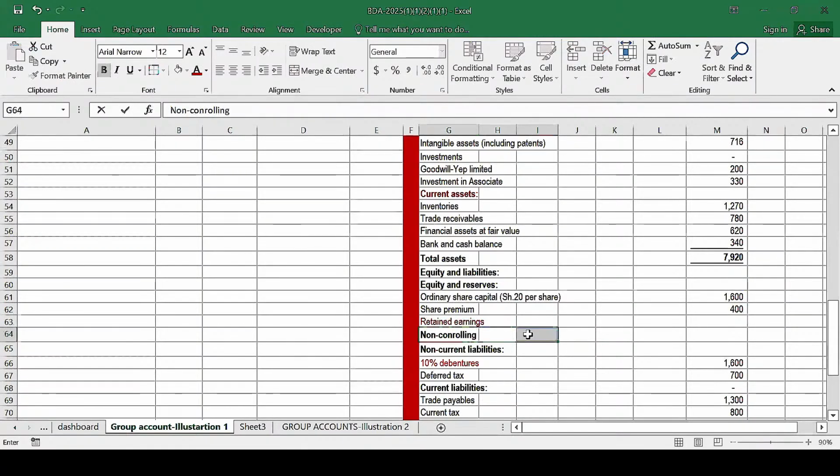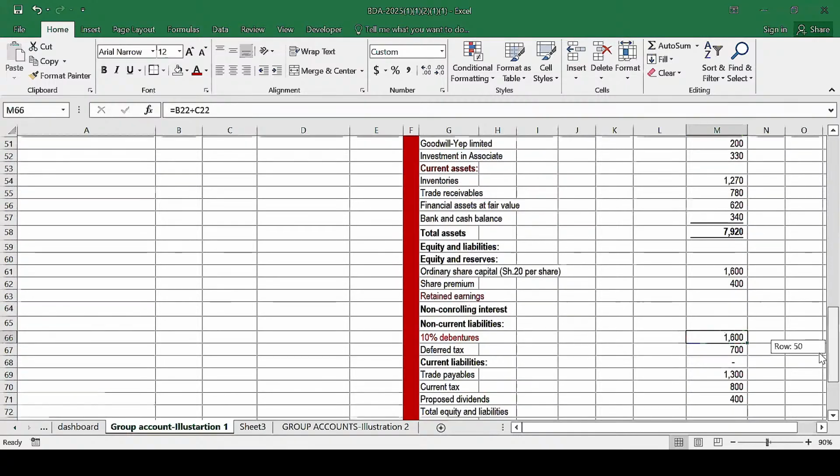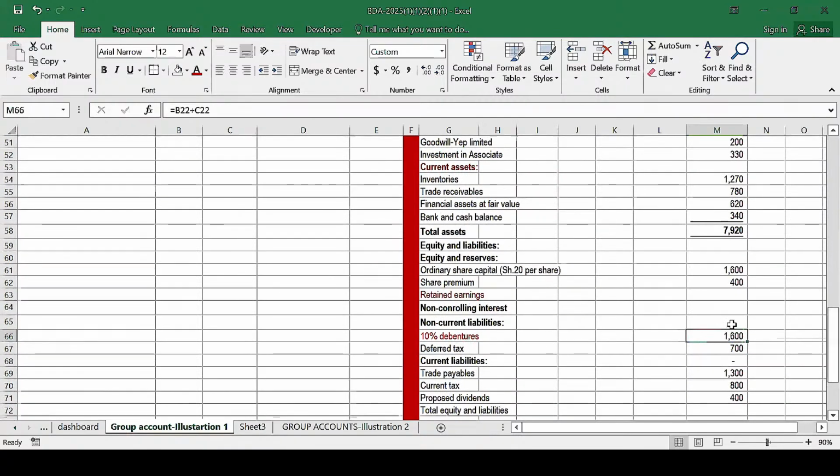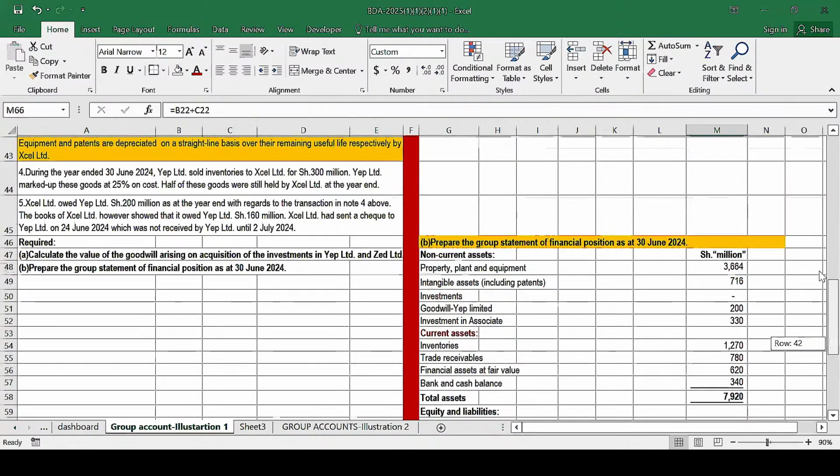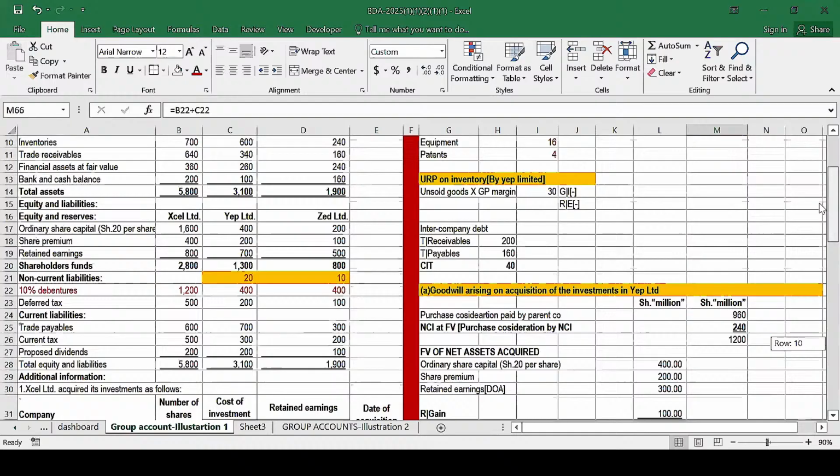The non-controlling interest. Non-controlling what? Interest. Also, I think we will compute that. And before we compute the two, maybe let's see the adjustment to be made to these items of liabilities. Now for the debentures, this one will have to be adjusted because some of the debentures which were issued by our subsidiary, half of them are held by the parent.